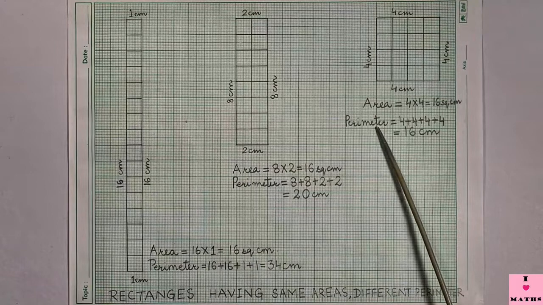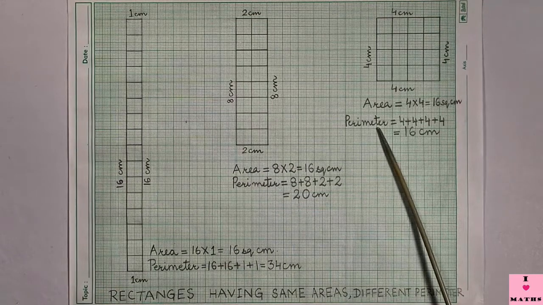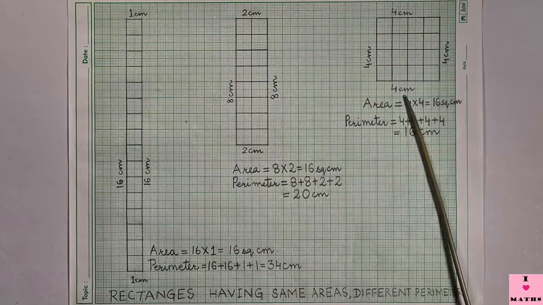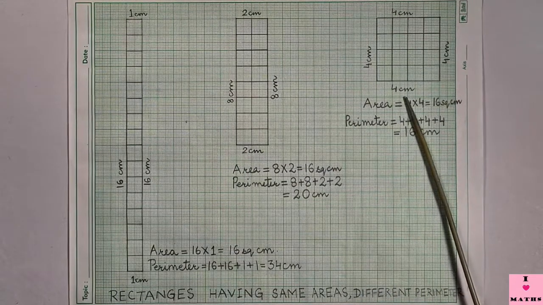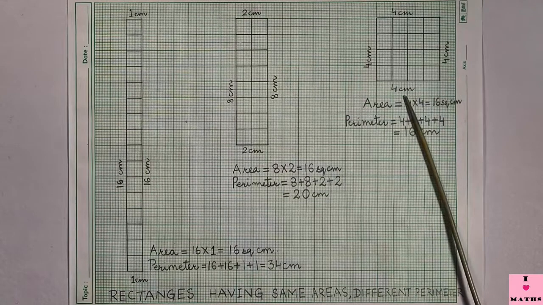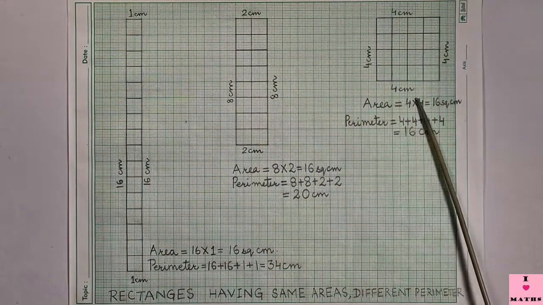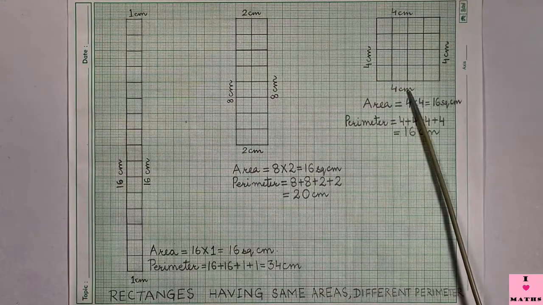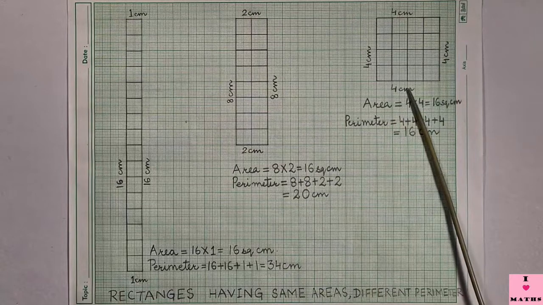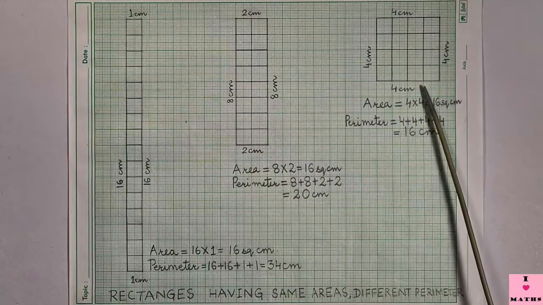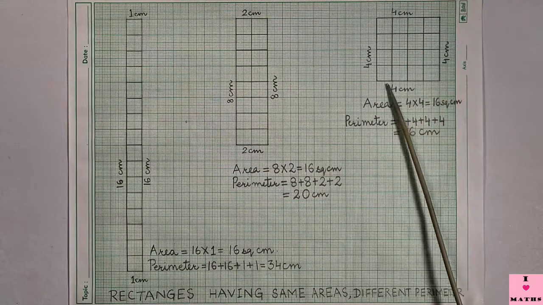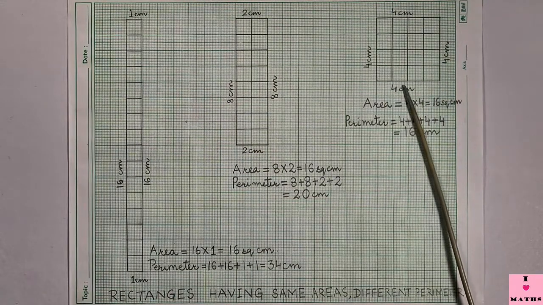Let us look at this third one. Some of you would say that this is a square. Yes, certainly this is a square. But every square is a rectangle. You know why? Because the opposite sides are equal. In all the rectangles, we have opposite sides equal. So in a square also the opposite sides are equal. So every square is also a rectangle.